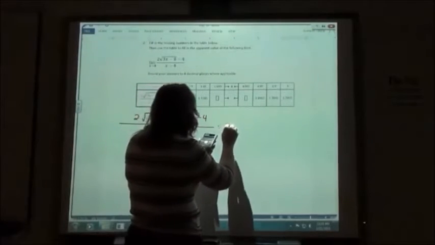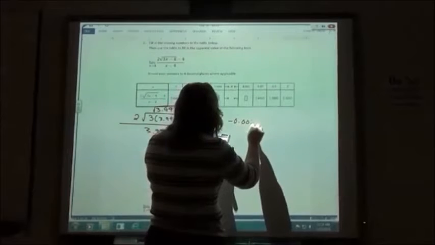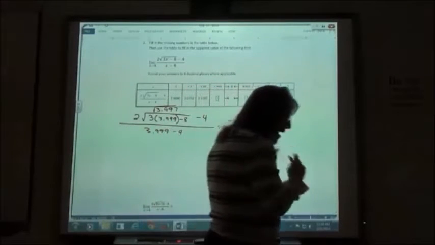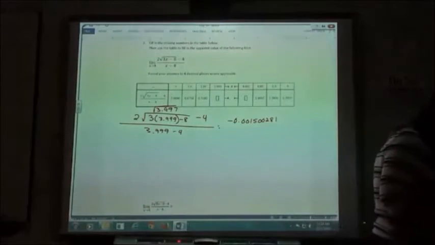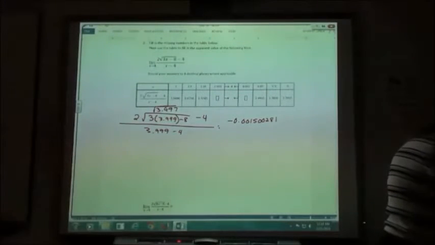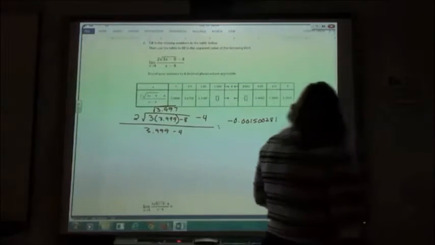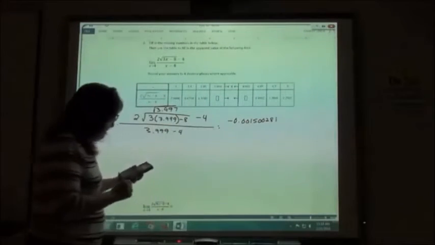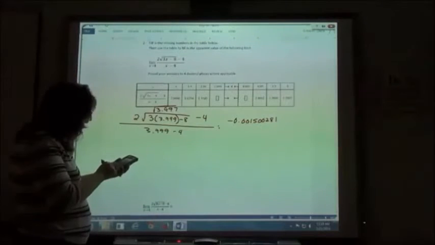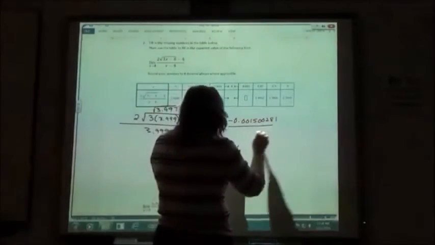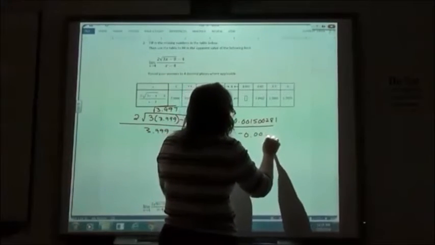So I get negative 0.001500281. Again, I don't want to round that off until the very end, so I'm going to write the whole thing that shows up on my calculator. On the bottom, 3.999 minus 4 gives me negative 0.001.